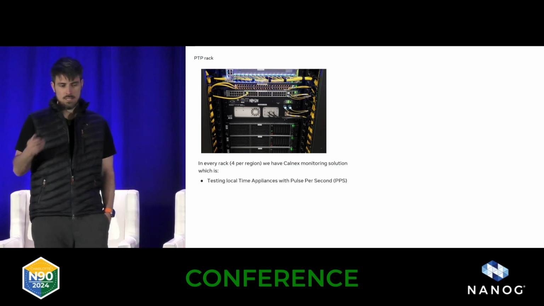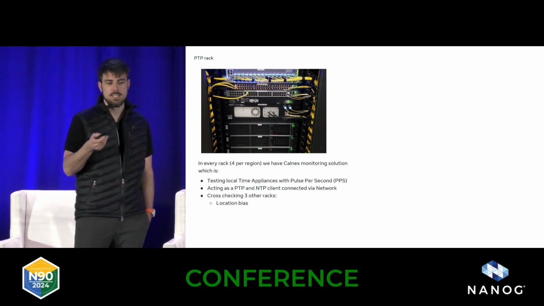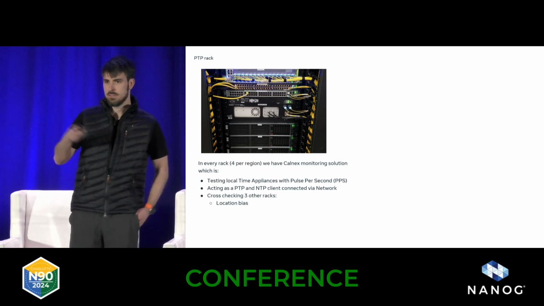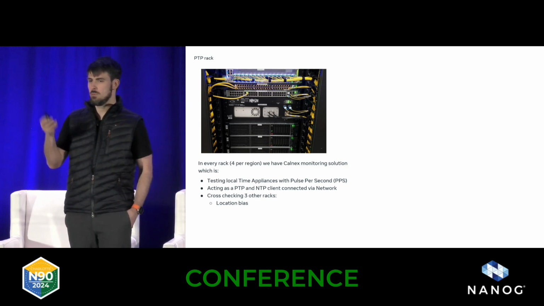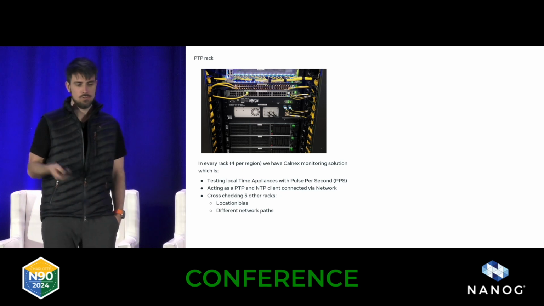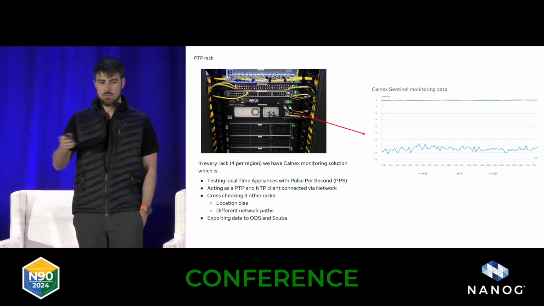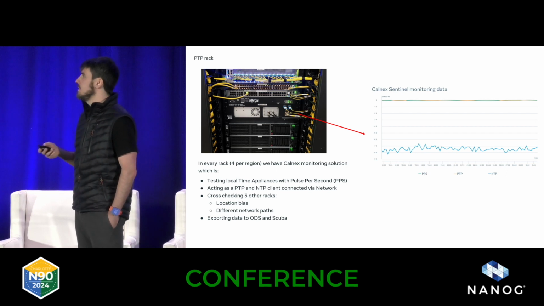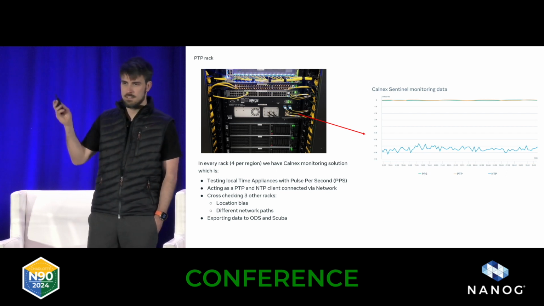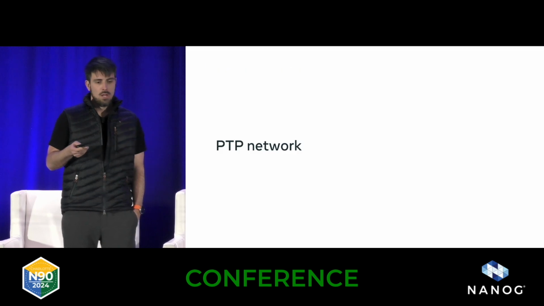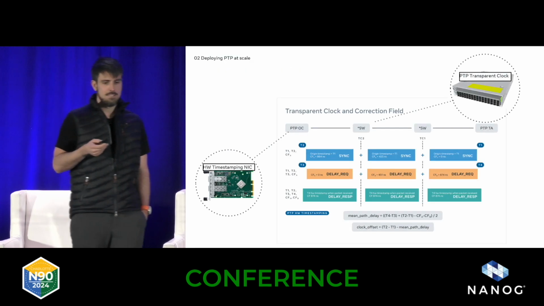Because we built our own time appliances, we need to make sure we properly monitor them. We deployed a solution from Calnex, which is basically an independent assessment client that pretends to be an NTP client, a PTP client, and also has the PPS. We deploy them in the racks, and they cross-monitor each other and send data to our monitoring systems in case something's happening.